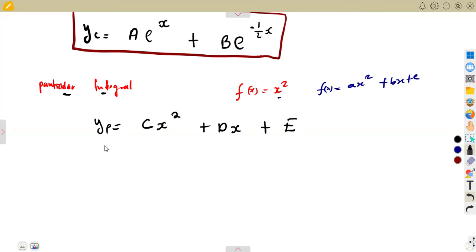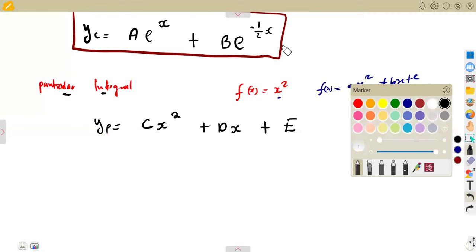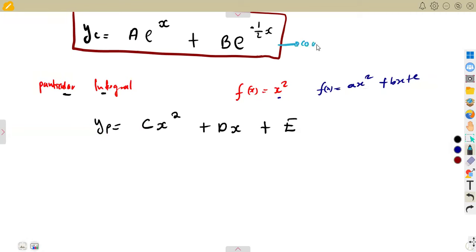On this one, you are supposed to determine the values of the constants. It is different from the complementary function. Here you don't do anything. With the complementary function, you don't do anything here; you see it later on. Here you must find c, find d, find e.